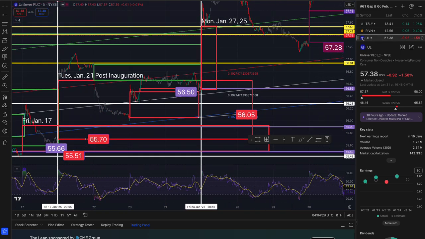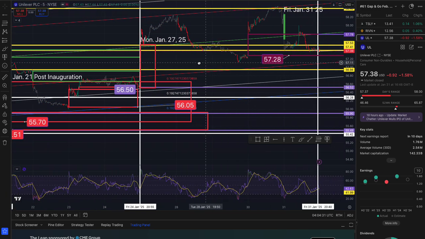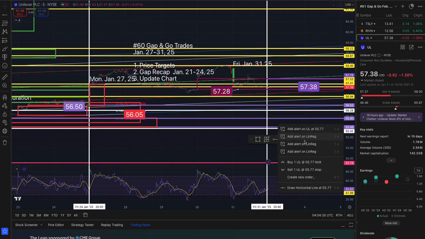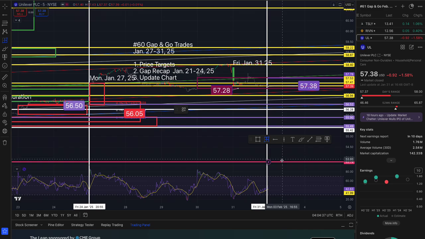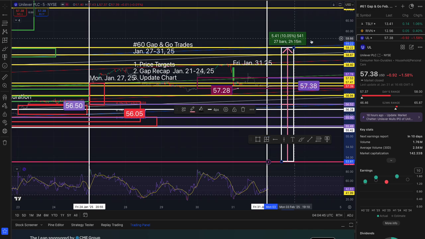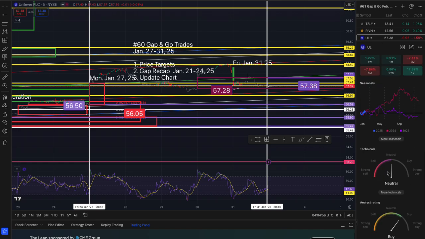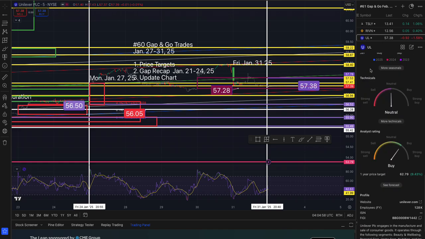Okay, let's move on. I got to figure out when I want to get out of Unilever. So let me just do something really quick. So from here, roughly, to this next level, maybe at 10%, maybe 59.50-ish. Oh, the 1-year price target is 62.79.